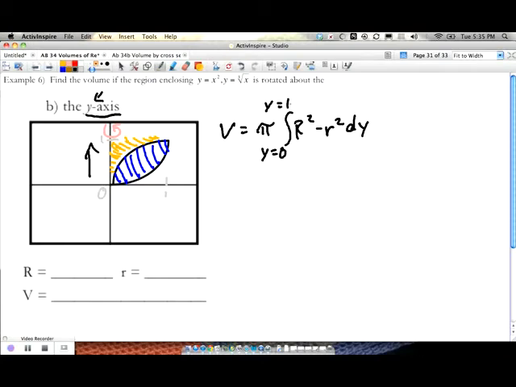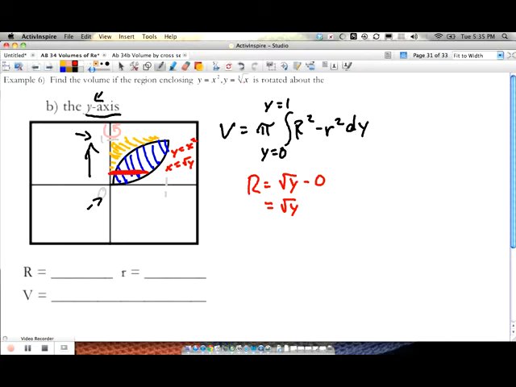And fortunate enough for us, our limits of integration are still the same, from y equals 0 to y equals 1. So let's figure out what that big R and little r come out to be. Well, the big R starts from that axis of rotation all the way to the outer edge. Well, this curve here is y equals x squared, but another way of thinking of that is x equals square root of y. So big R is going to be square root of y minus 0, or just square root of y.